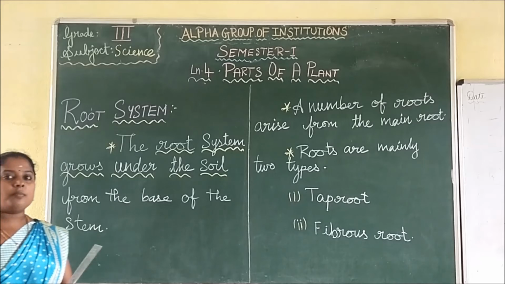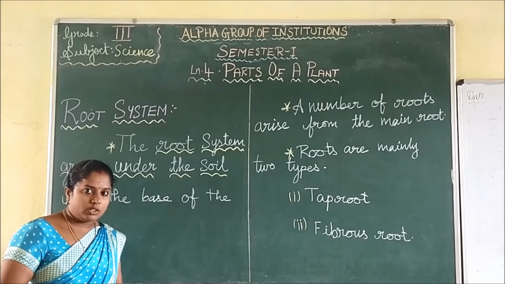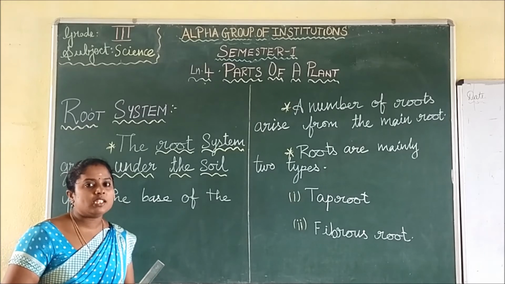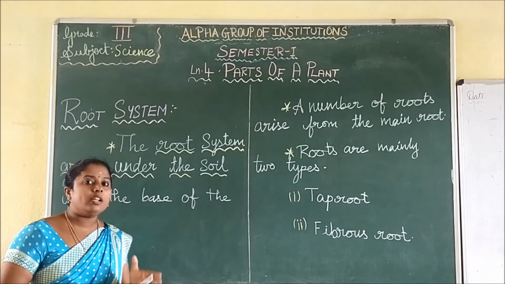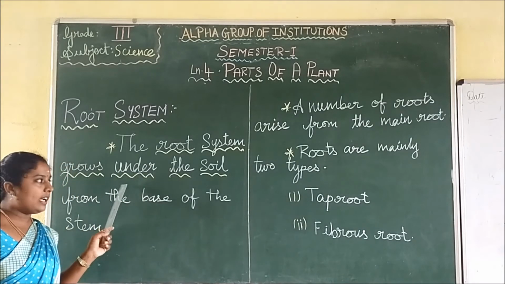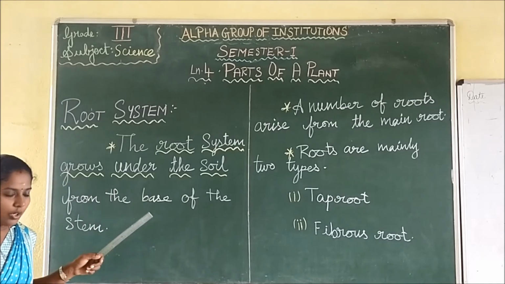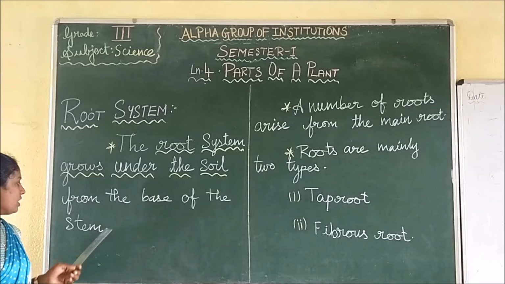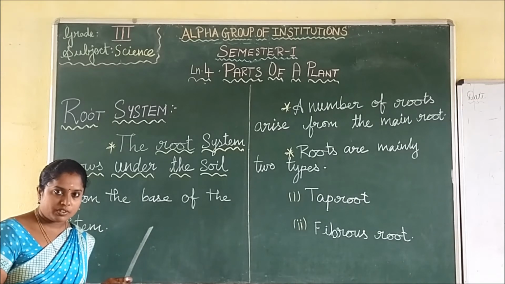What is the root system? The root system is under the ground, below the ground. The root system is the part of the plant which is below the ground. The root system grows under the soil from the base of the stem.